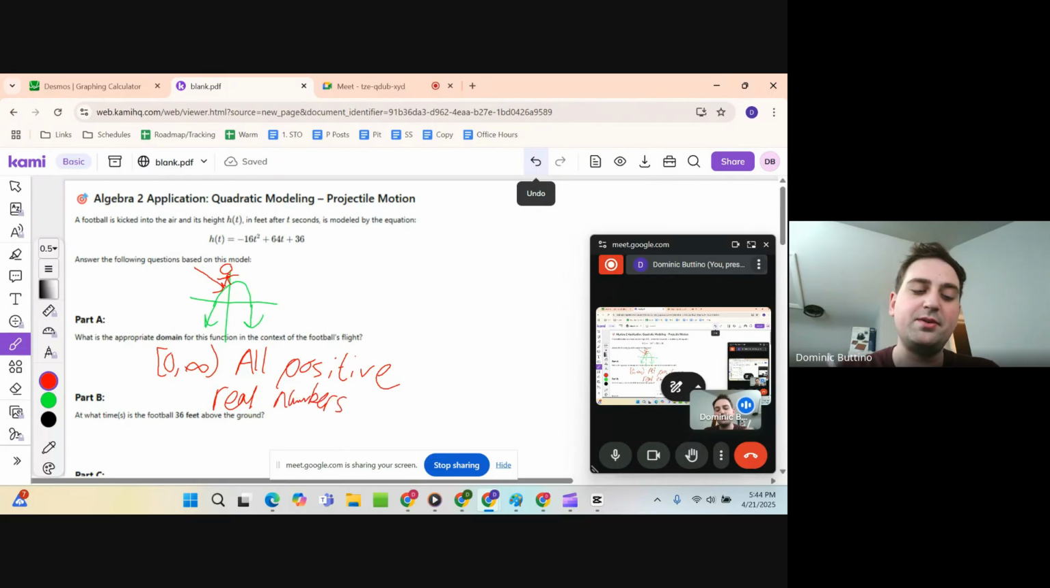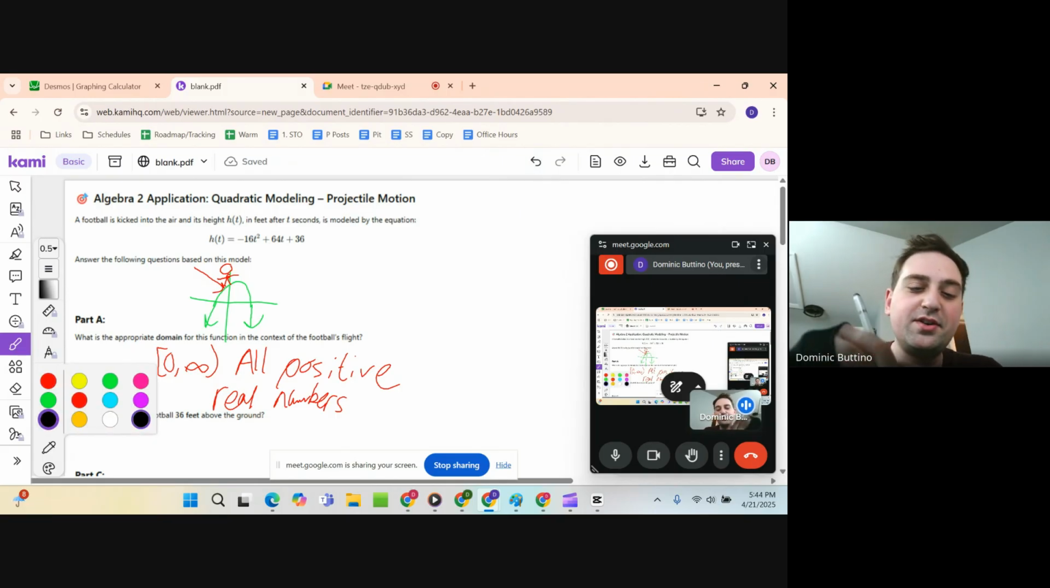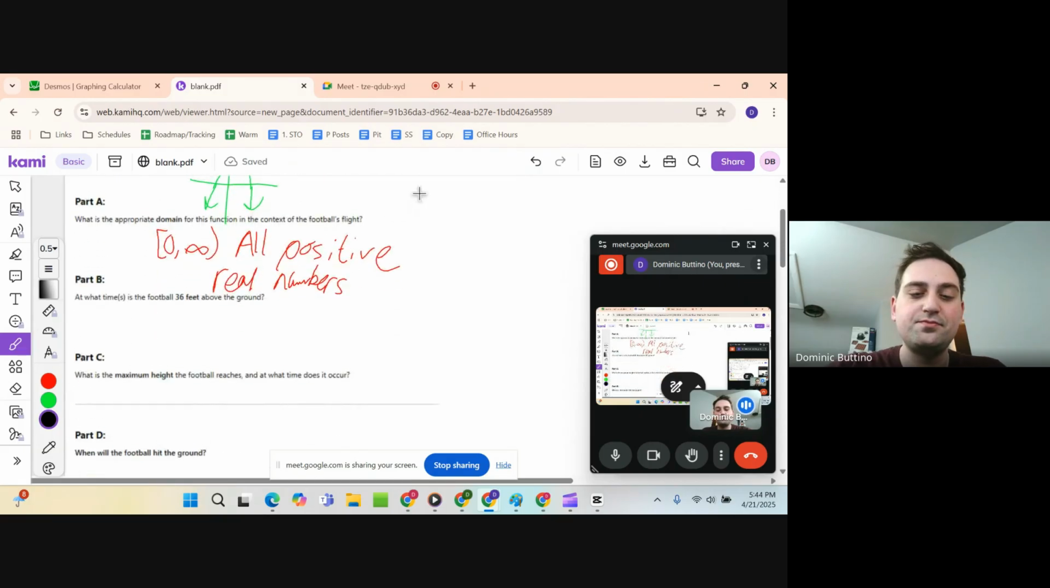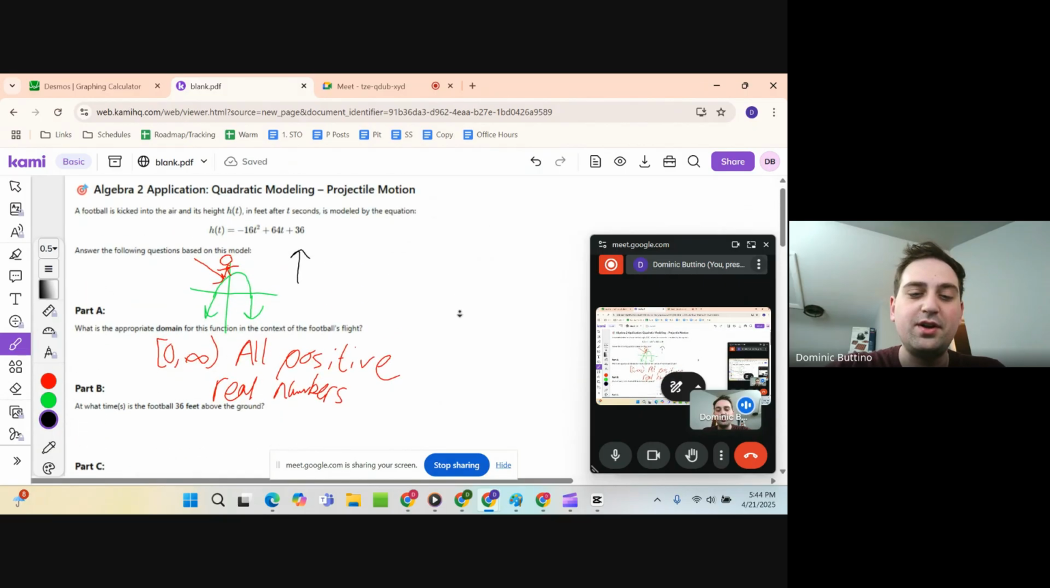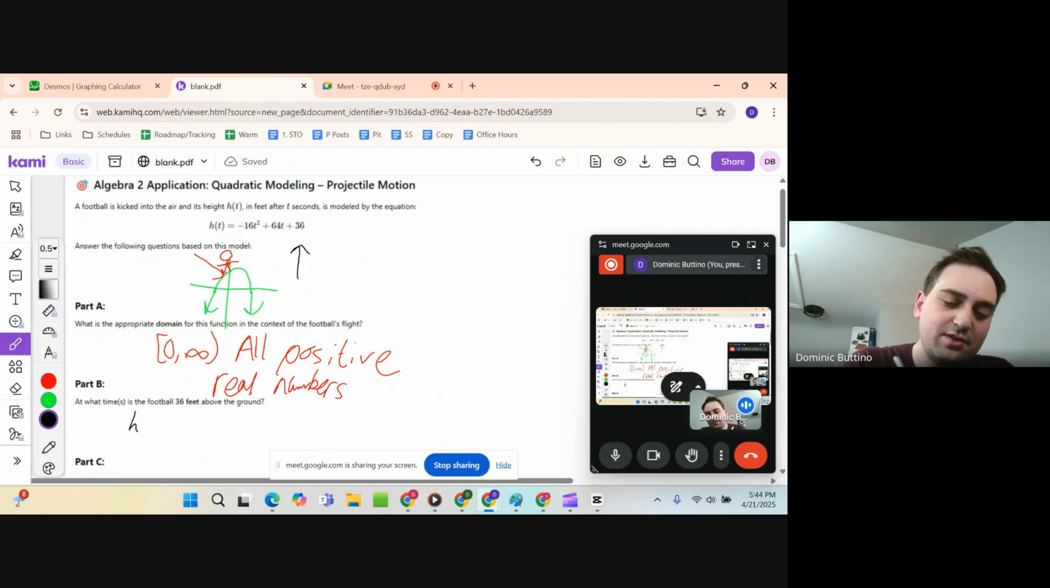All positive real numbers. And what time is the football 36 feet above the ground? So, interesting part of the question. You'll notice that plus 36, hey, that is the y-intercept. What does that mean? That means if we plug in 0 into t, you should automatically know what we're going to get as our height. You are going to get 36.